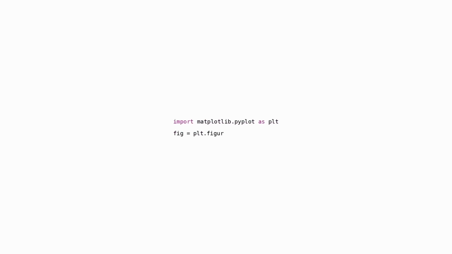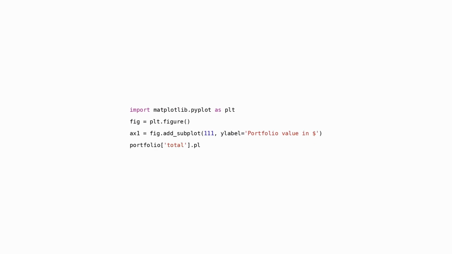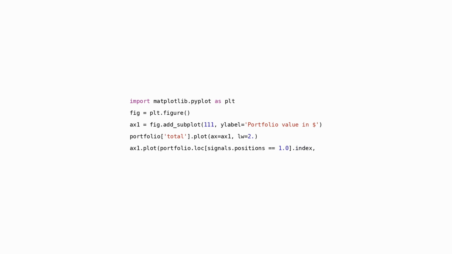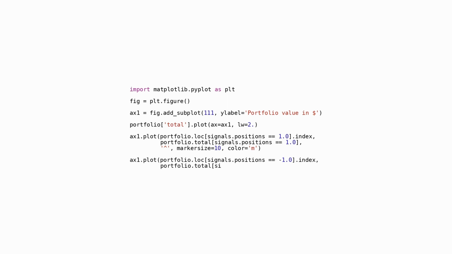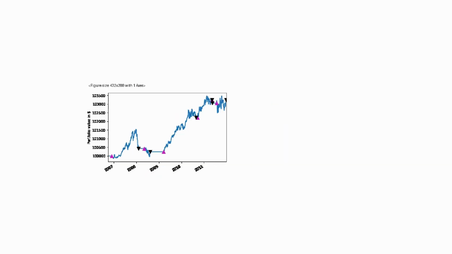This snippet of Python code uses the matplotlib library to generate a plot. Likely for financial data analysis, the plot includes a single set of axes labeled as portfolio value and displays the total portfolio value over time as a line chart. Potential buy signals are marked by upward pointing magenta triangles, and potential sell signals are marked by downward pointing black triangles. The code requires a portfolio data frame with a total column representing the total portfolio value over time, as well as a signals data frame indicating trading signals with positions marked as 1.0 for buy signals and -1.0 for sell signals.